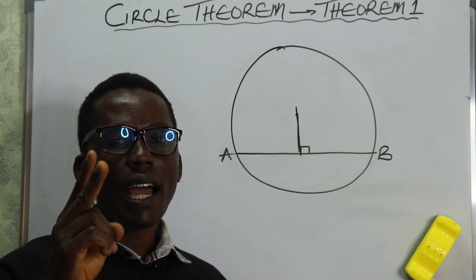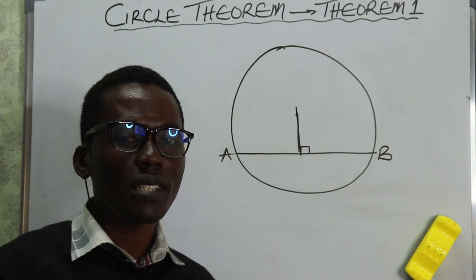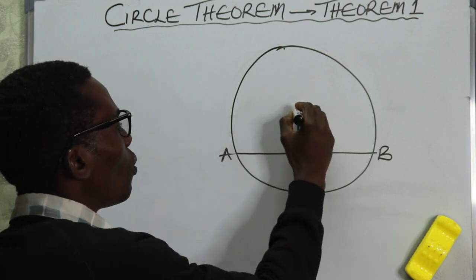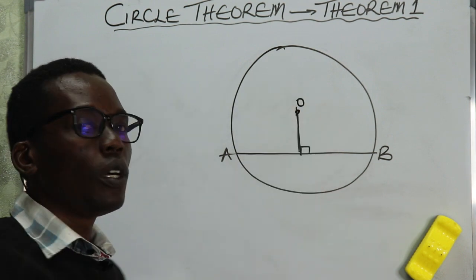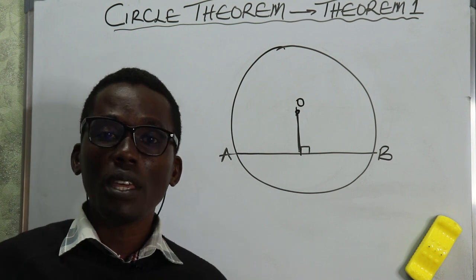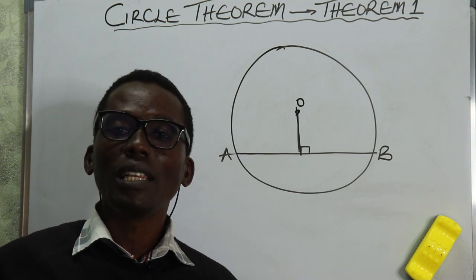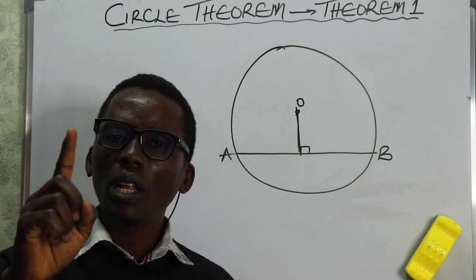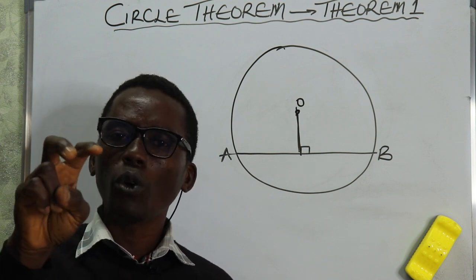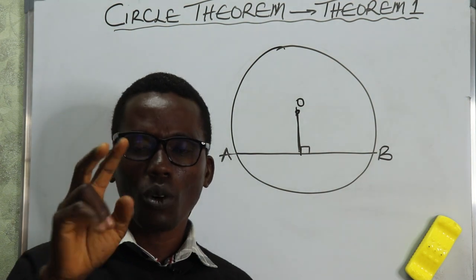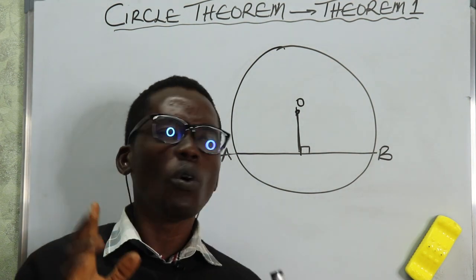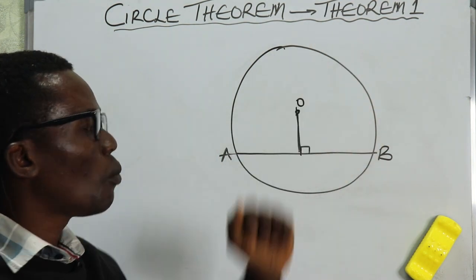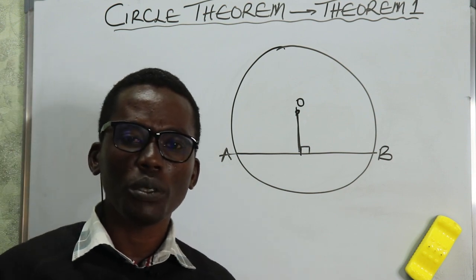It says a line that is drawn from the center of a circle O to a chord AB, which is not the diameter of the circle, is perpendicular to the chord and also bisects the chord. Those are the 2 points we want to get from theorem 1 of circle geometry.